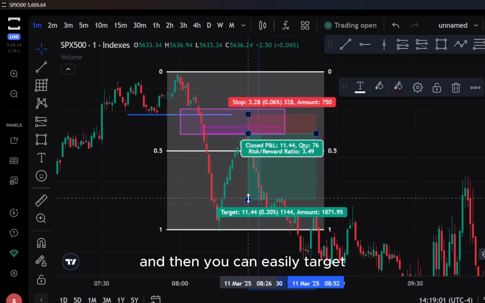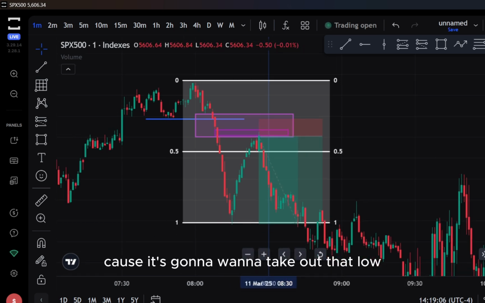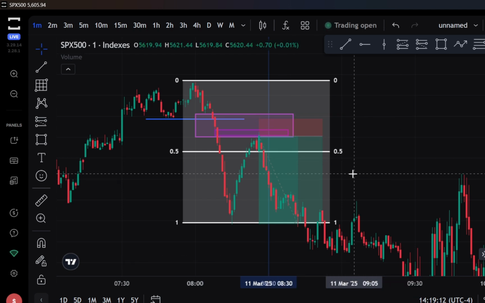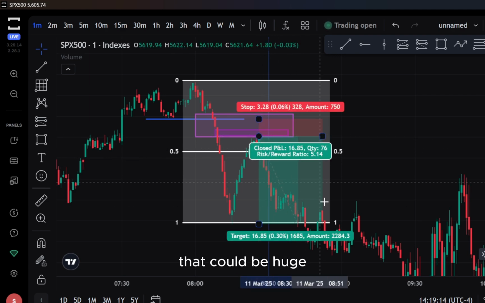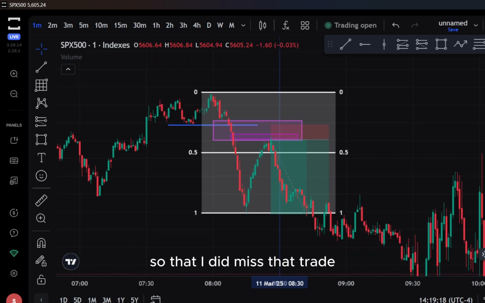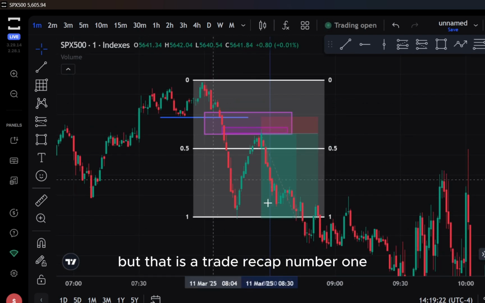And then you can easily target the low that it made down here, because it's going to want to take out that low. And this right here is a 1 to 5 risk to reward ratio trade. That could be huge. That could be a lot of money gained right there. I did miss that trade, but that is trade recap number 1.